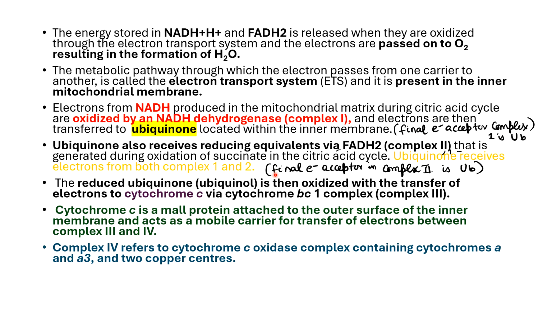Ubiquinone receives the reducing equivalents via both NADH and FADH2, receiving the electrons from both complex 1 and 2. The reduced ubiquinone is oxidized with transfer of electrons to cytochrome C via the cytochrome BC1 complex. And cytochrome C is a small protein attached to the outer surface of the inner membrane and acts as a mobile carrier for transfer of electrons between complex 3 and 4. Okay, so all these points are important. After you understand the concept, you can just remember the names of the ETS components as well as their functions.